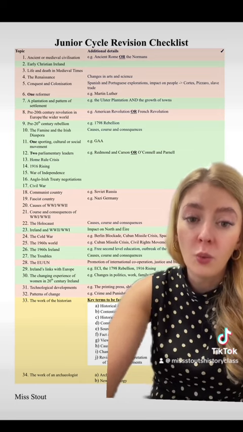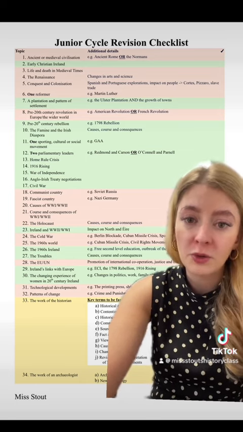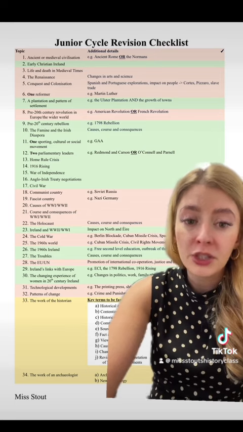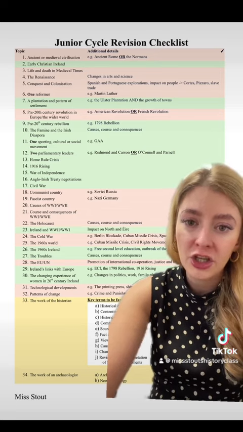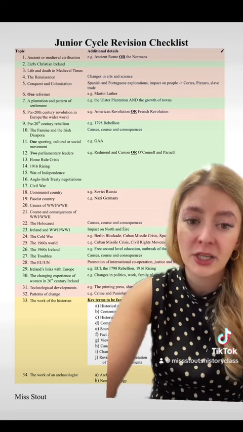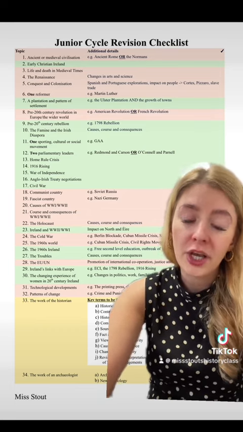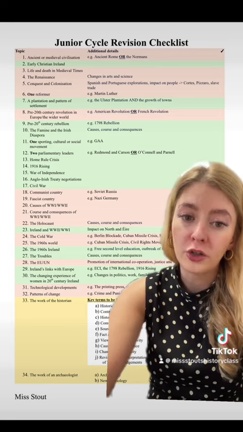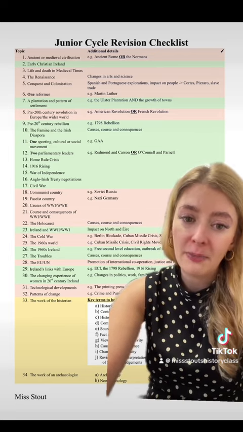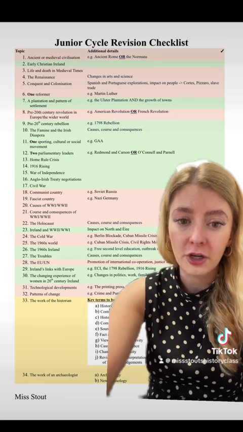You must study one reformer. So my students would have done Martin Luther. You must study one example of a plantation and one pattern of settlement. So my students would have done the growth of towns. You must study one European or world revolution. So for example, the American Revolution or the French Revolution.